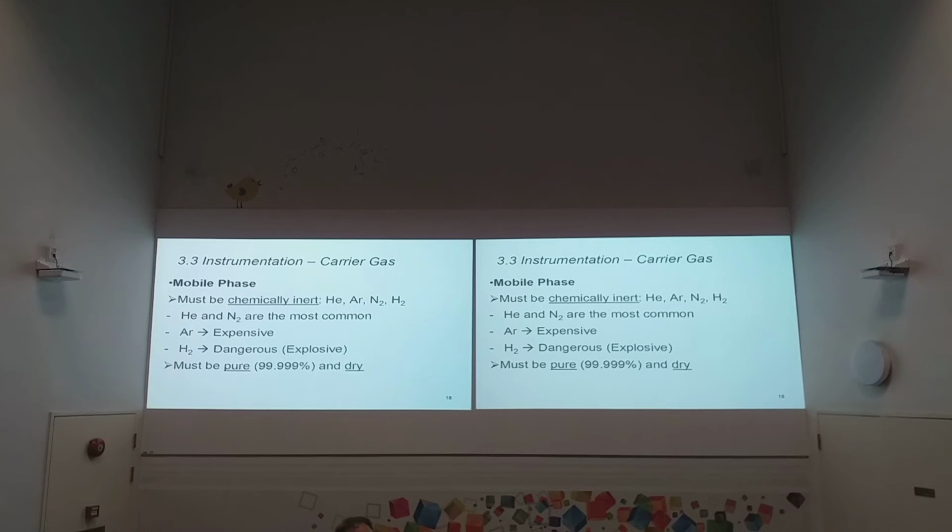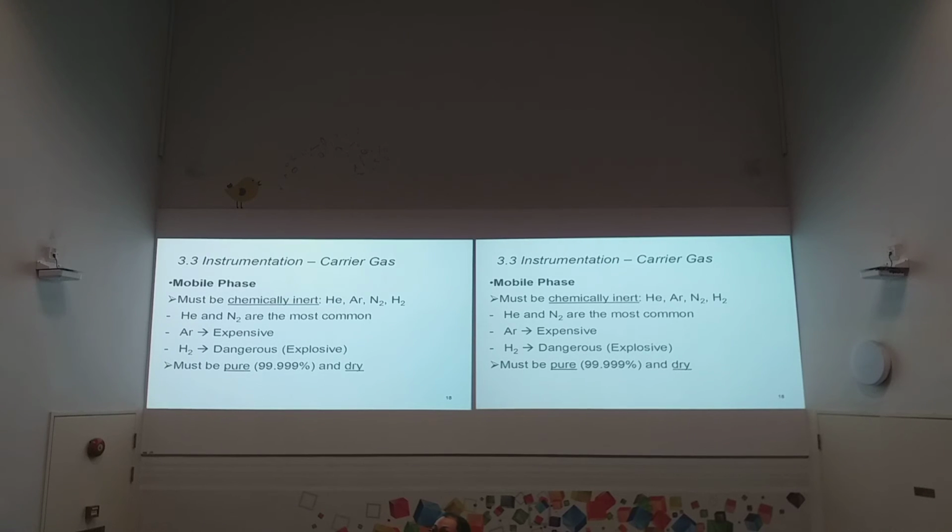Hydrogen is possible and can be used as a mobile phase, but hydrogen is a safety concern because hydrogen is a flammable item, so you need to handle it with care, right?